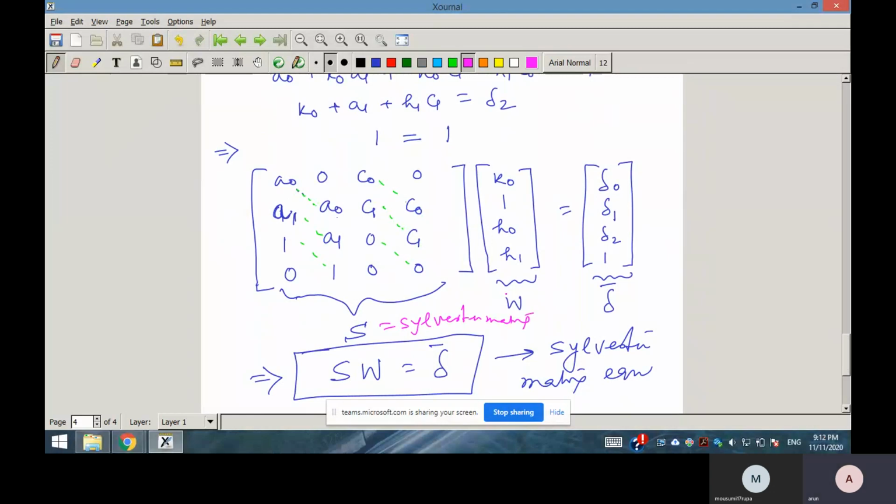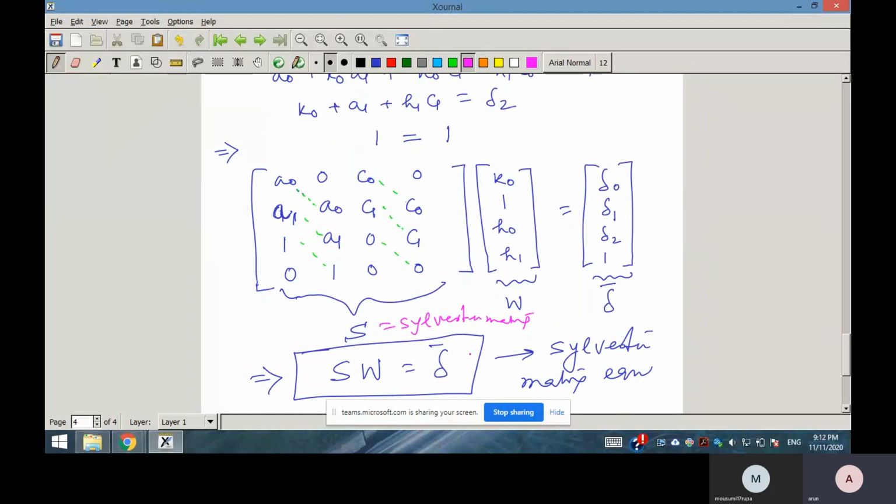This Sylvester matrix has this kind of property. It will shift like this. The first row is A0, A1, A2, then it will shift by one place until this is complete. So this 1 has come. Then again another column, C0, C1, 0, 0. Then again this shifting is happening. So a Sylvester matrix has an important property.